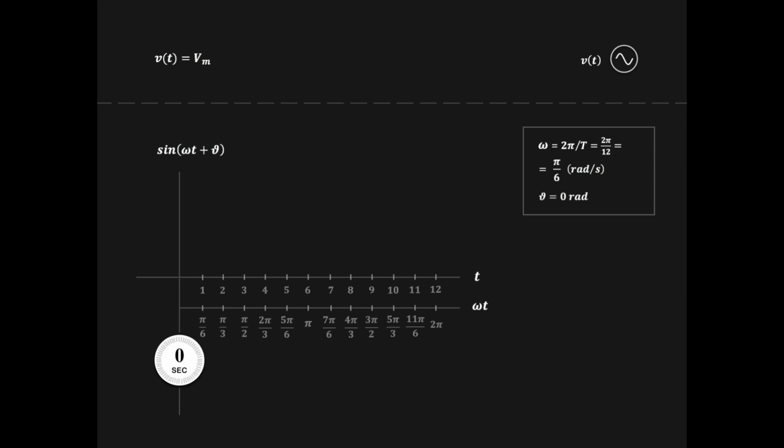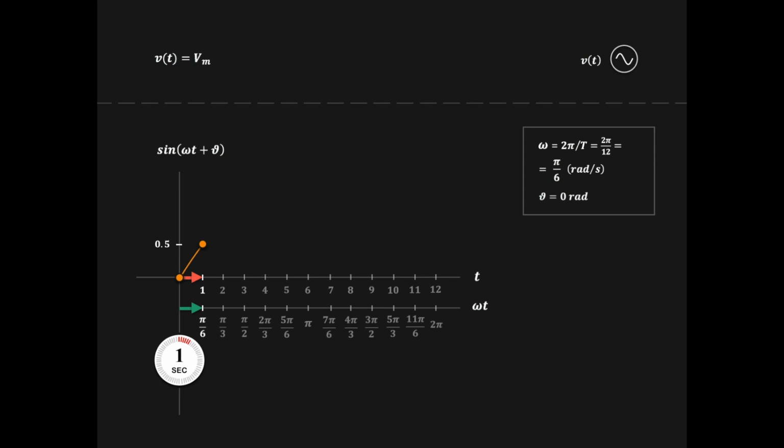Recall, time is the input to the function. At the moment we begin to measure time, that is, at t equals 0, the argument of the sine function evaluates to 0, and the sine of 0 is 0, confirming this function has no zero offset. After 1 second of time has elapsed, the argument has advanced or been displaced a total of pi over 6 radians, as indicated by the omega t reference axis. In turn, the sine function operates on its argument to generate the output value of 0.5.